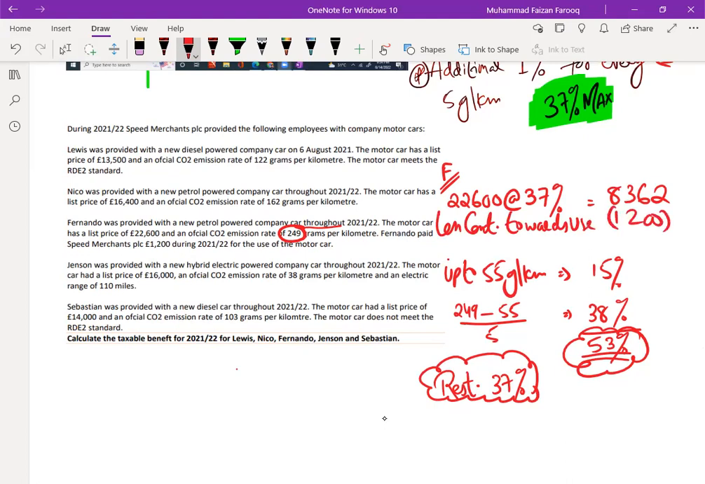So his net benefit is how much? Is it 8362 or should you deduct 1,200 from it? Deducted. So what is the answer, please? 7162.